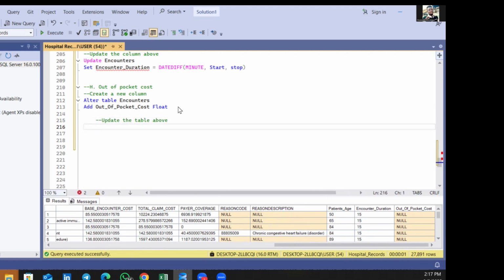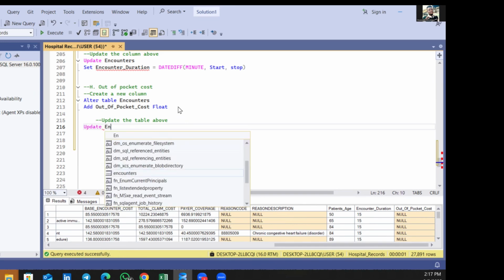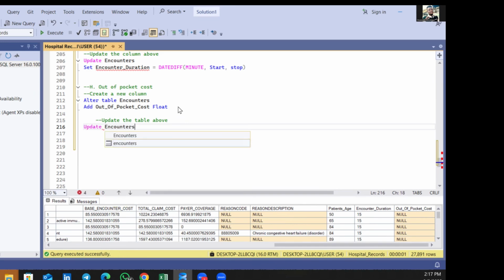So that said, let's update the table above. That is, we're updating our encounter table, and of course we're updating the out of pocket cost. So we'll update our encounters, set out of pocket cost equals to, and that is where we now have the formula that I used to get the out of pocket cost. And of course we are subtracting a column from the other. So let's wait while that comes up.